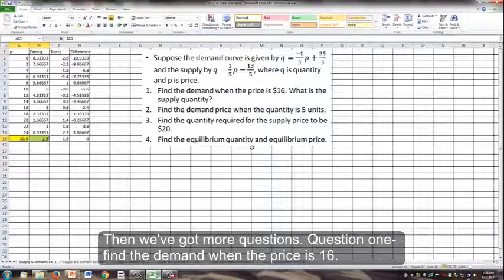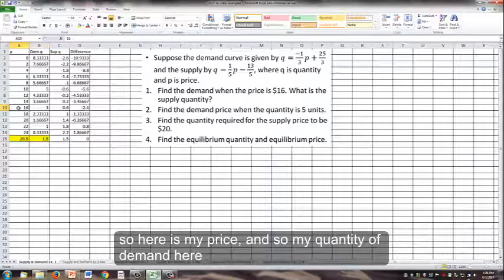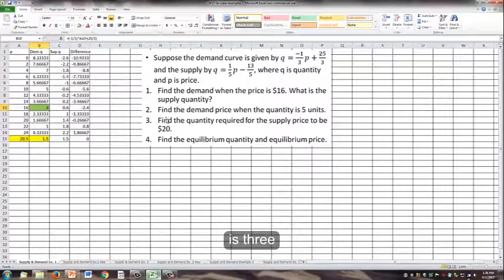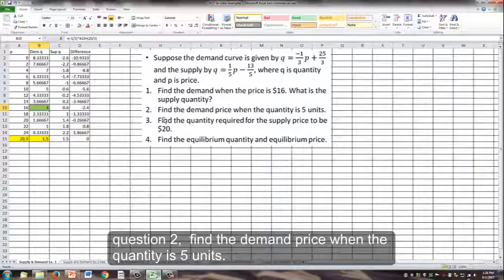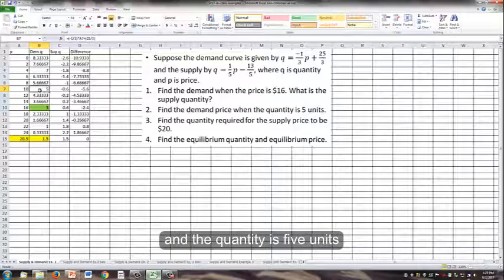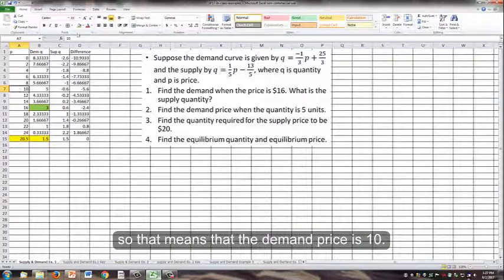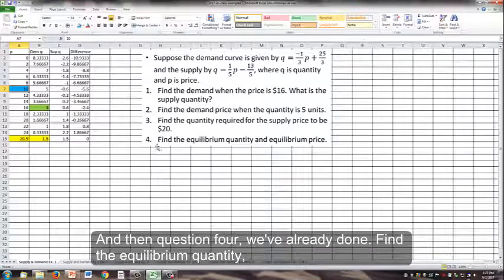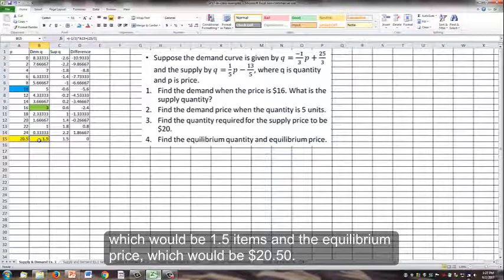Then we've got more questions. Question 1, find the demand when the price is 16. So here is my price, and so my quantity of demand here is 3. Question 2, find the demand price when the quantity is 5 units. So it says demand price, so that means I'm going to look in the demand column, and the quantity is 5 units, so that means that the demand price is 10. And then question 4 we've already done, find the equilibrium quantity, which would be 1.5 items, and the equilibrium price, which would be $20.50.